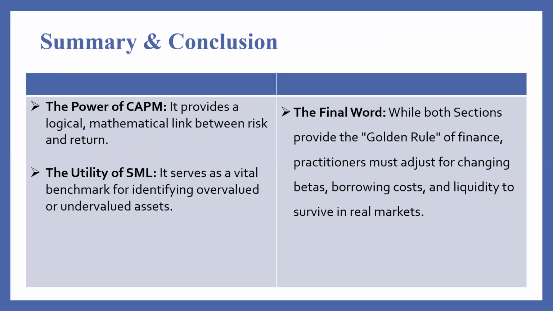To summarize, the capital asset pricing model explains how risk affects return. Beta measures market risk. The security market line shows the risk-return relationship, and only systematic risk is rewarded. Finally, although the capital asset pricing model is very powerful, it has limitations. Beta is not stable, markets are not perfect, and other factors also affect return. So, in practice, the capital asset pricing model should be used carefully.